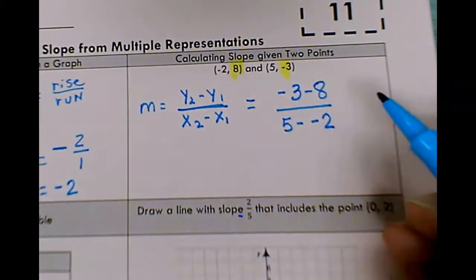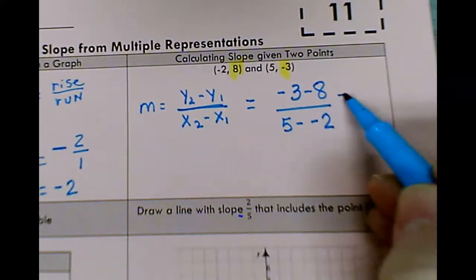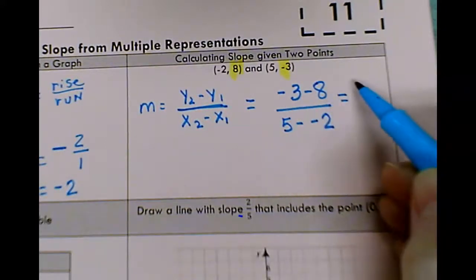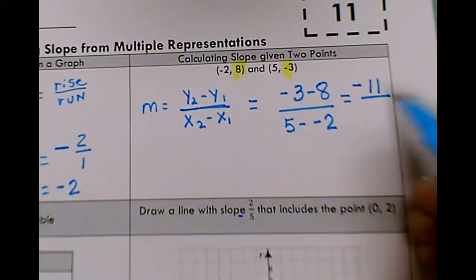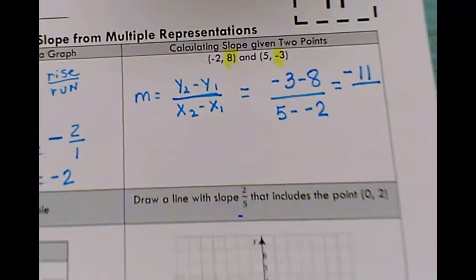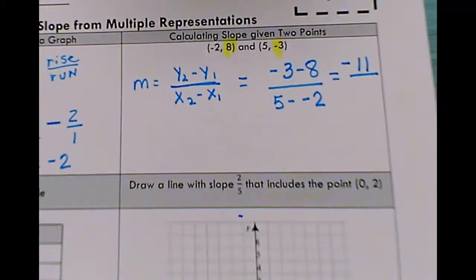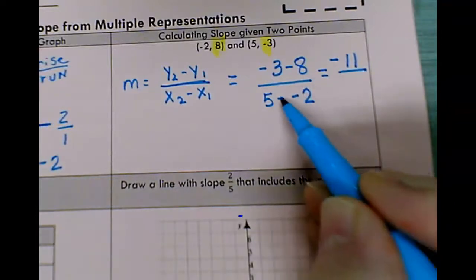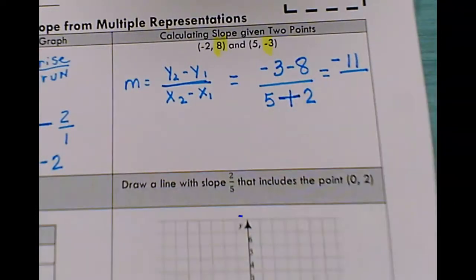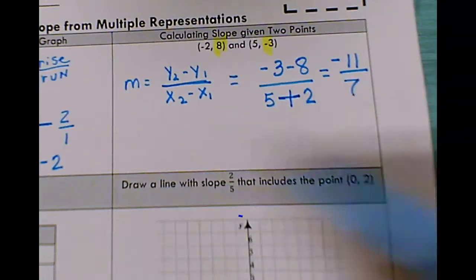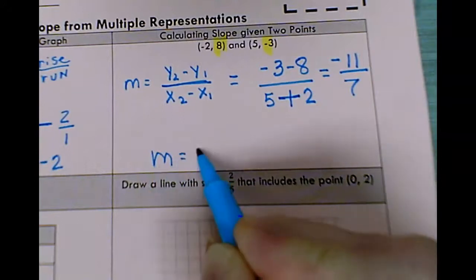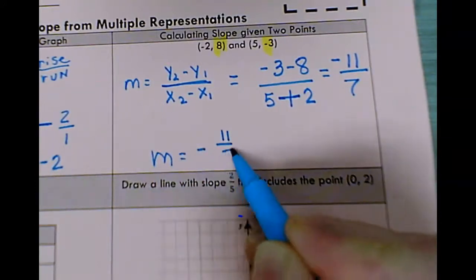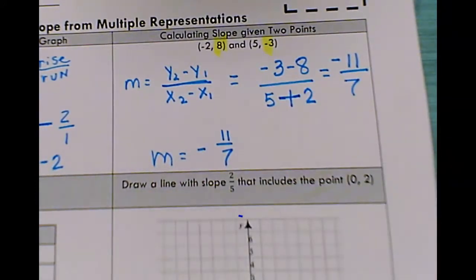So this would be -3 subtract 8. They're both negative. You add up the numbers and keep the sign of the largest number. To subtract a negative, I hope you already know, that's the same as adding. And so my slope is -11.7 for this particular point.